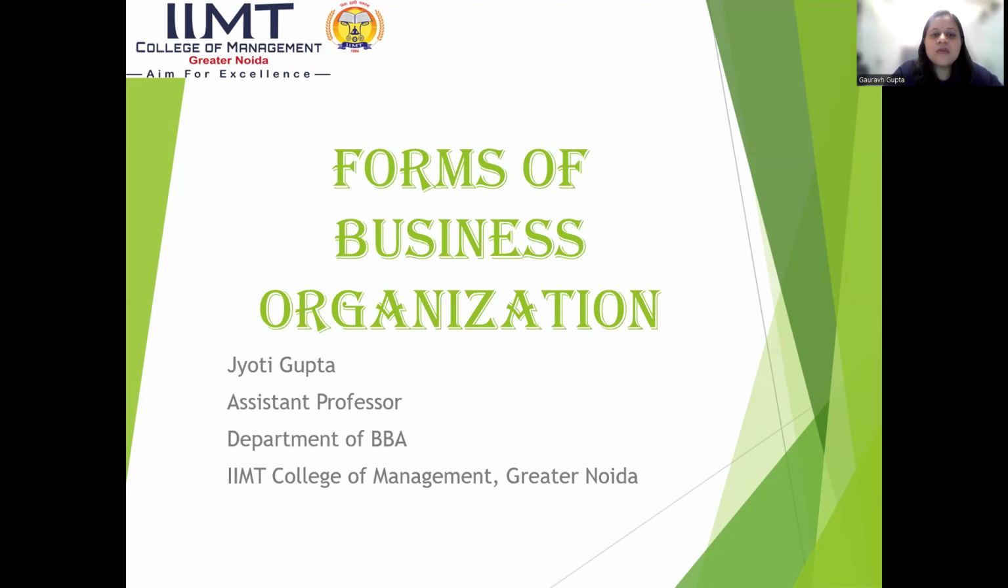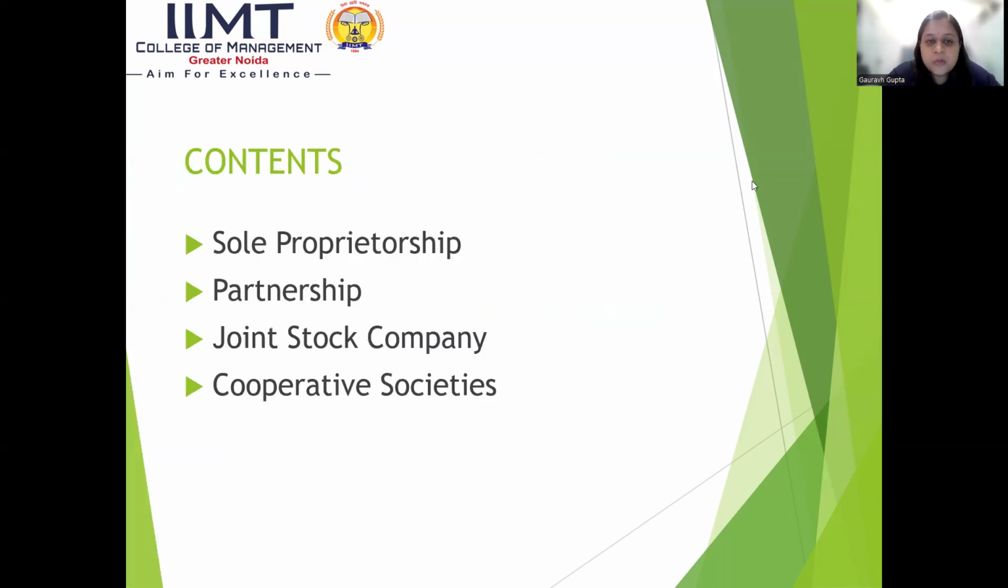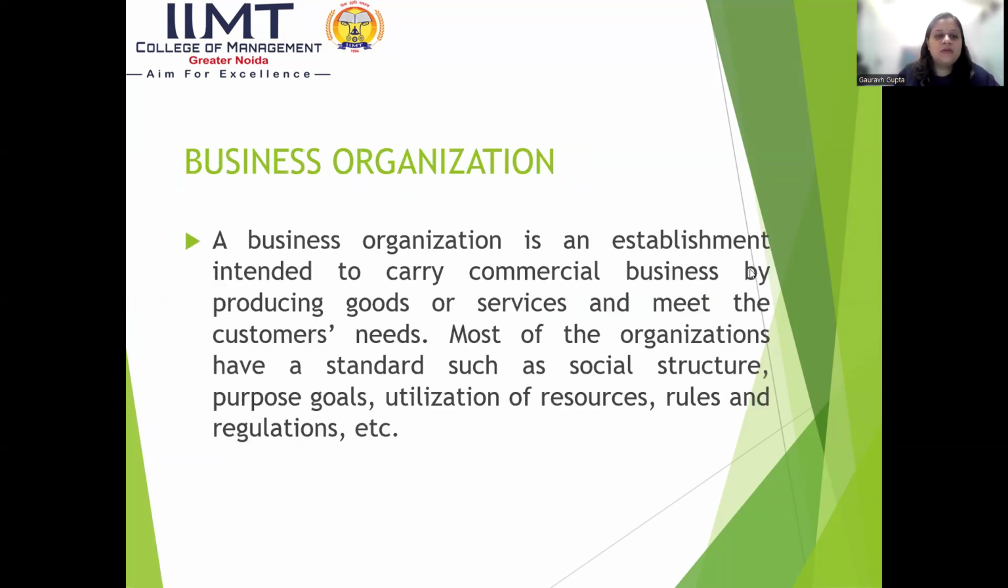Our today's topic of discussion is forms of business organization. Today, we will discuss sole proprietorship, partnership, joint stock company, and cooperative society. Before moving towards the forms of business organization, we have to understand the meaning of business organization. A business organization is an establishment intended to carry commercial business by producing goods and services and meet the customer need.